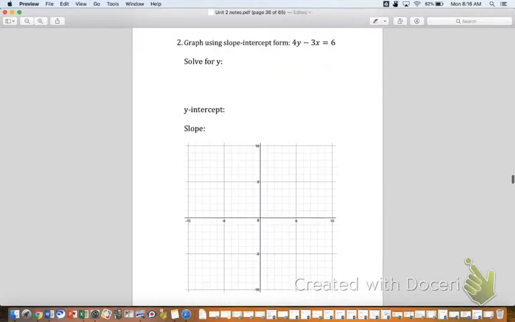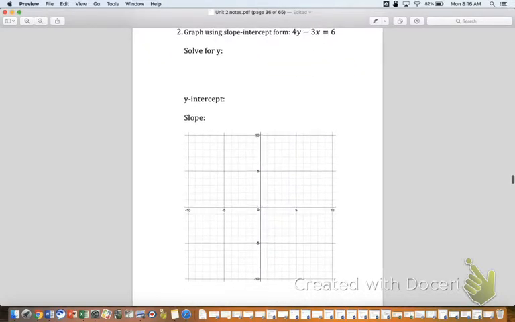So this one said solve for y, and walking around, I didn't get to every single person. I was very encouraged by your skills with solving for y. I thought you did a pretty nice job. So if we're going to be solving for y, the first thing I need to do is add 3x to both sides. So plus 3x, plus 3x. That gives me 4y equals 6 plus 3x. And my last step would be to divide everything through by 4. And when I divide through by 4, I get this.